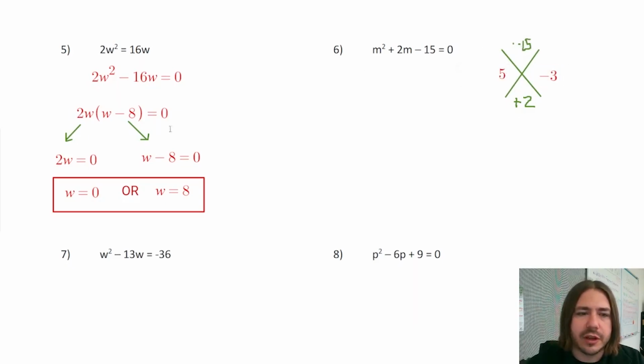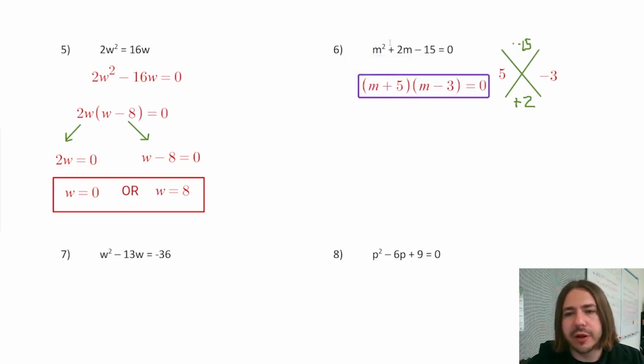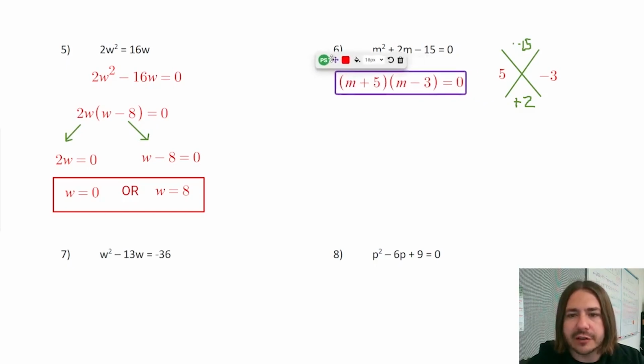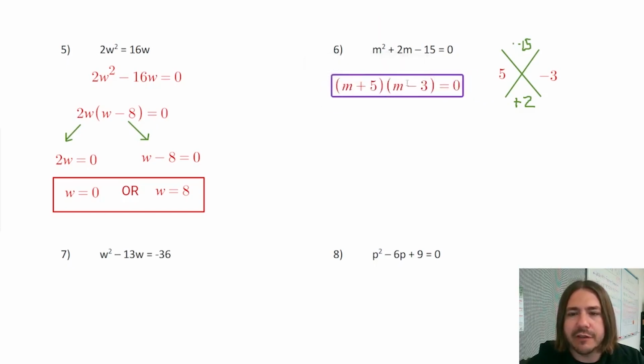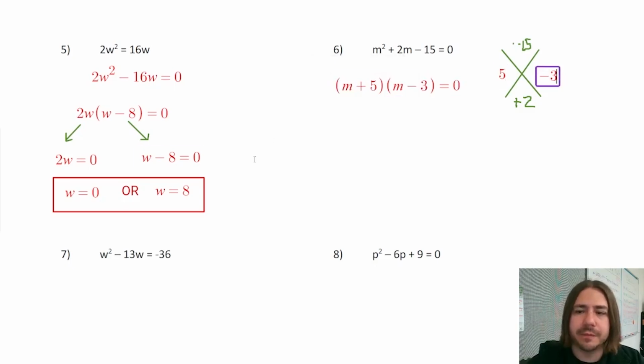Now, this little shortcut here only works if the leading coefficient is 1. We will see a few problems here where the leading coefficient is not 1. And then, I'll show you how to work those out as well. But if it is 1, then we can go straight to the two factors, which is m plus 5 and m minus 3. Notice that the plus 5 and the minus 3 are coming from these two numbers that we found over here.